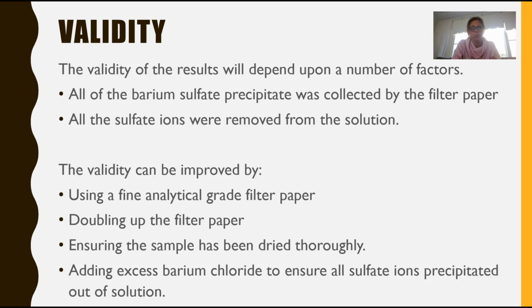So what you'll probably notice is, A, did it all precipitate out? Did it get into the filter paper? Because it's such a fine precipitate, did it go through the filter paper back into the solution? We need to make sure that all those sulfate ions were removed from solution. We can improve some of those things by doubling up our filter paper, using extra fine filter paper, doubling it up to make sure that we actually don't lose any.